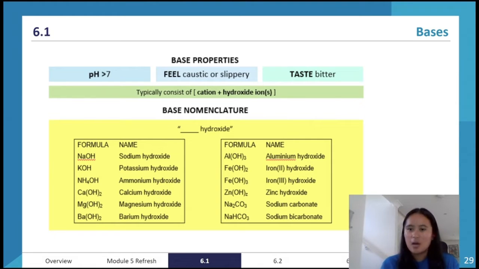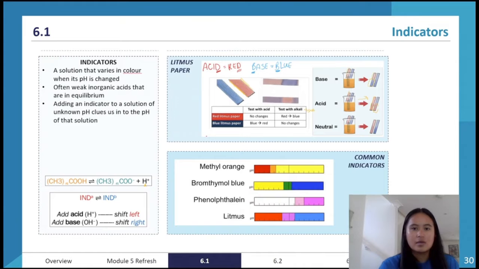Most of the ones that you'll come across in any sort of HSC question will be hydroxides. So you just name them as you normally would. You just go sodium hydroxide or potassium hydroxide. You just add it on. So bases are really easy to name.